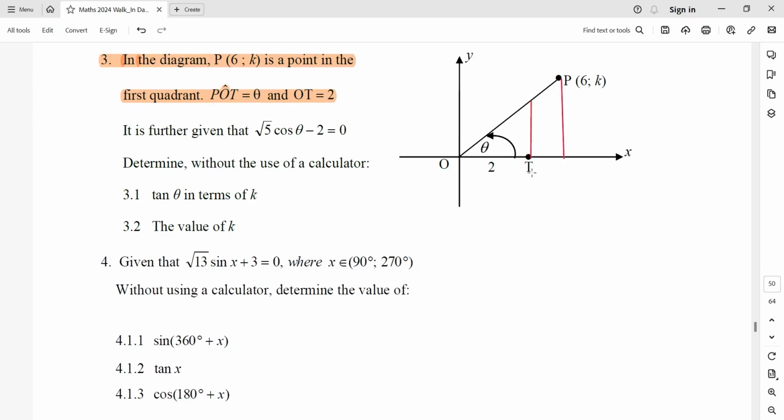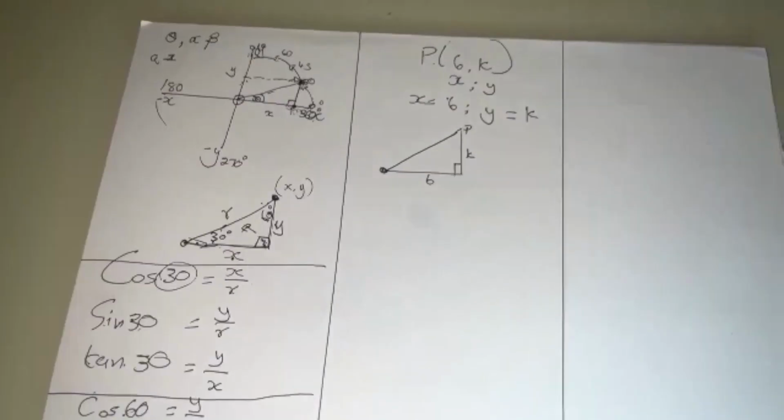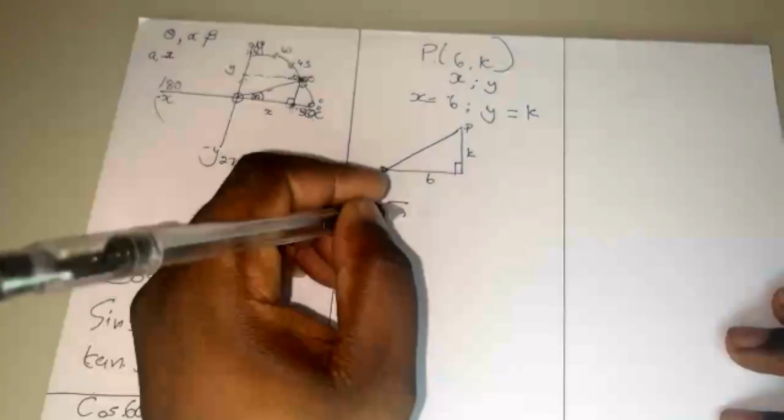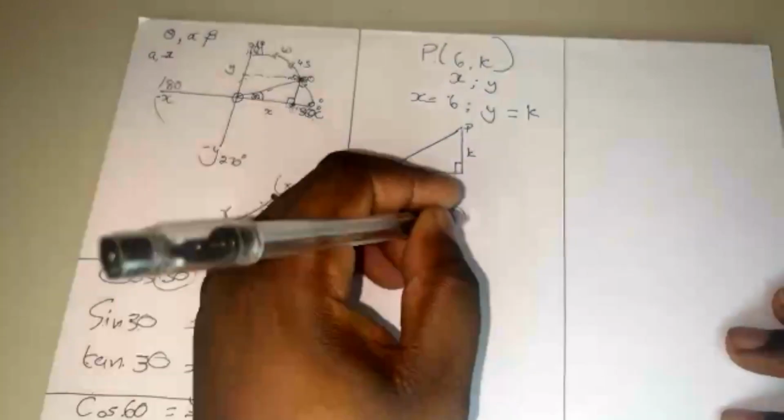So it is further given that root 5 cos theta minus 2 is equals to 0. It's not part of the statement. Remember, it is the second statement. But then with this one, let us look at the one that we are given here, of course. So, of course, we are going to have root 5 cos theta minus 2 is equals to 0.